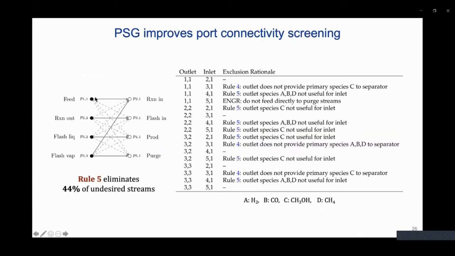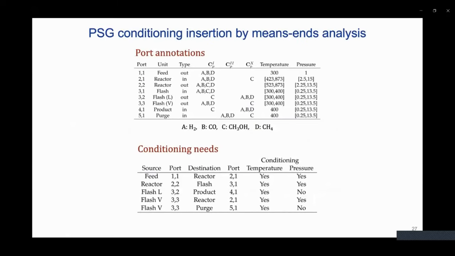So here is a simple example where we have heat, reaction, flash liquid, flash vapor. So in principle, you can have all possible interconnections. But by applying the various rules that I outlined before, for example, here, as we see, rule five eliminates right away 44% of the undesirable streams that are simply not needed. In other words, you don't need a lot of the potential streams, based on what components they have and what is the task that the units will perform. And then the condition is performed through means-ends analysis, where, as you can see, we enumerate the ports, and then we also specify the conditioning that is needed.